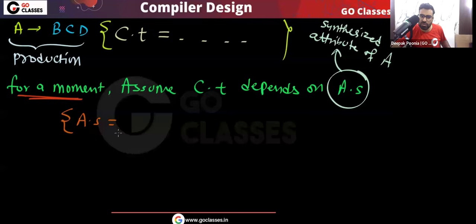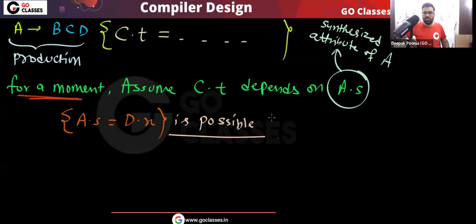A.S is a synthesized attribute. This S is the synthesized attribute of A. So tell me, can I write this A.S in terms of D? Let me know. Yes or no? Do you agree this is possible? Yes, this is possible, because A.S is the synthesized attribute of A. If S is the synthesized attribute of A, then I can write this A.S in terms of D.X.